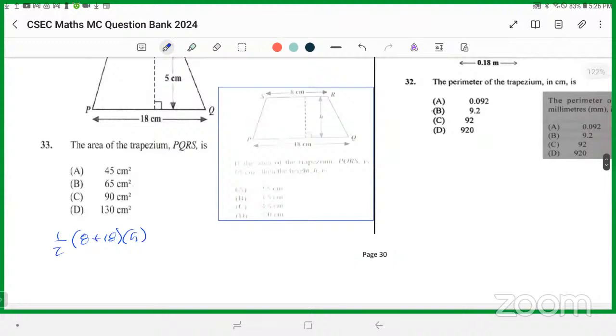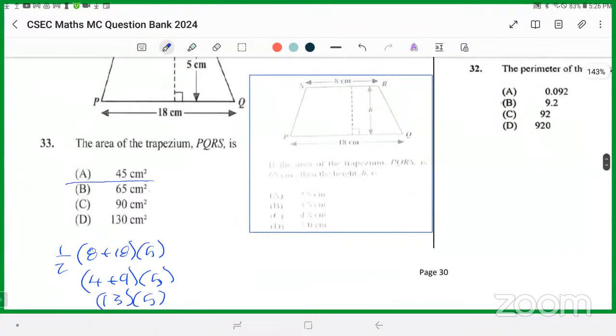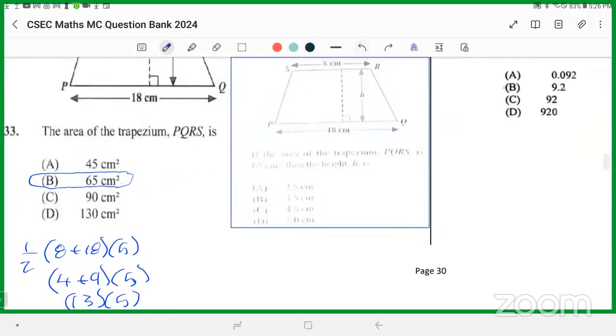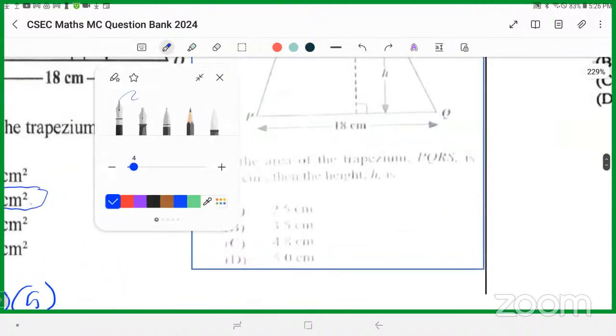So it's half of the 8 and the 18. We can put 4 plus 9, times the 5. Taking half of the 8 and half of the 18, that becomes 13 times 5. 13 times 5 is 65. So this answer here is 65. And in this question, they give us the 65 right here. I can't see it, but that's what it is. This figure right here is 65.